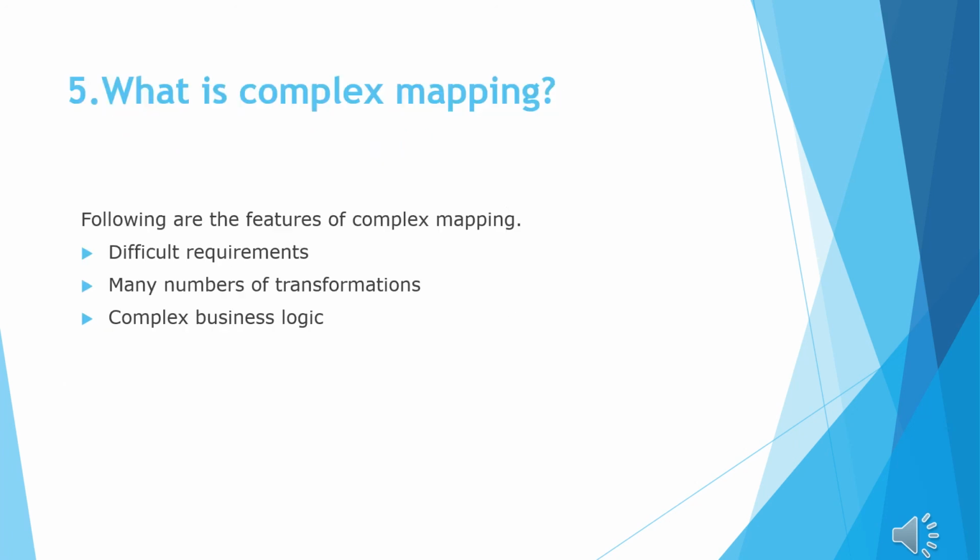The fifth question is, what is complex mapping? If a mapping contains the following features, we call it a complex mapping. The first one is, it should have difficult requirements, and second one is, it should contain many transformations, and third one is complex business logic.